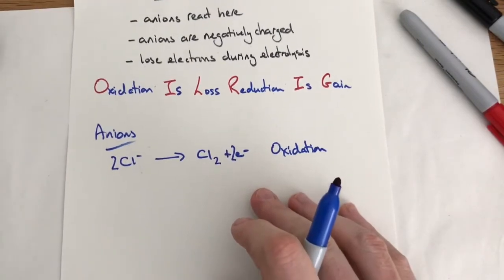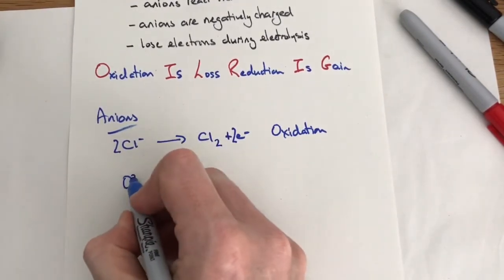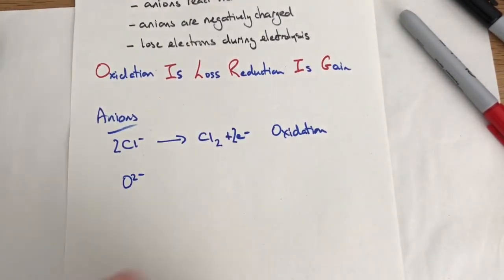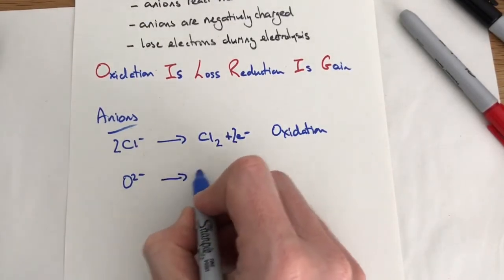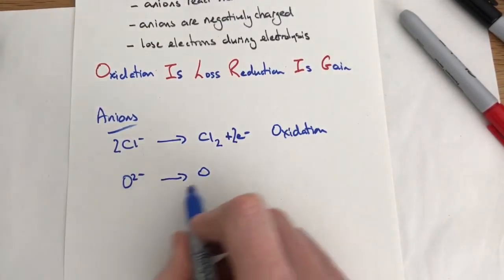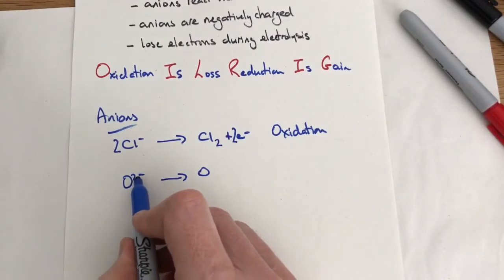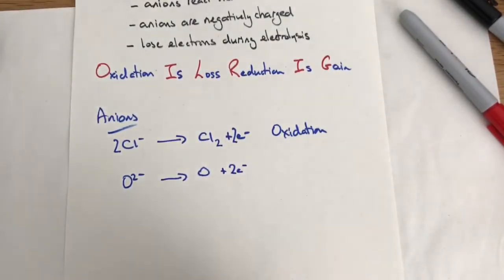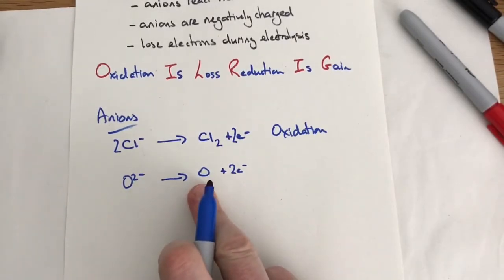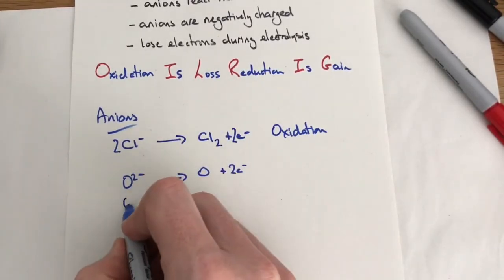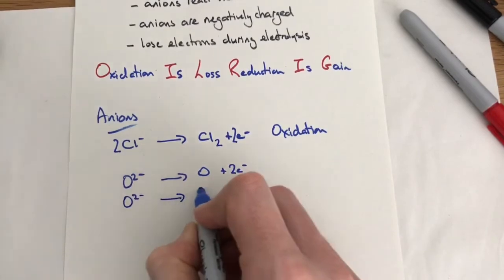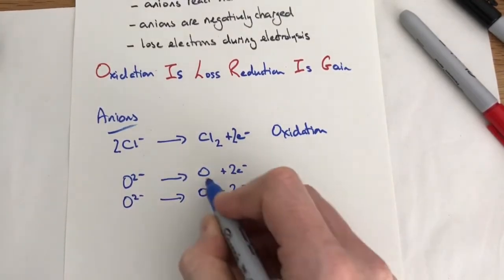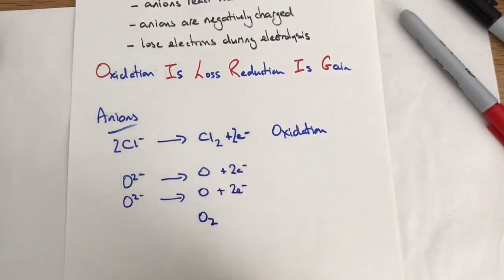Let's give you another example. O2-, this is an oxide ion. So what this is going to do is form oxygen, O. It does that by losing these 2 electrons, so it's going to release those 2 electrons. Now you know that oxygen goes round in twos, so to help me do this, I'm going to write 2 of these down, because then these can combine to give me O2.